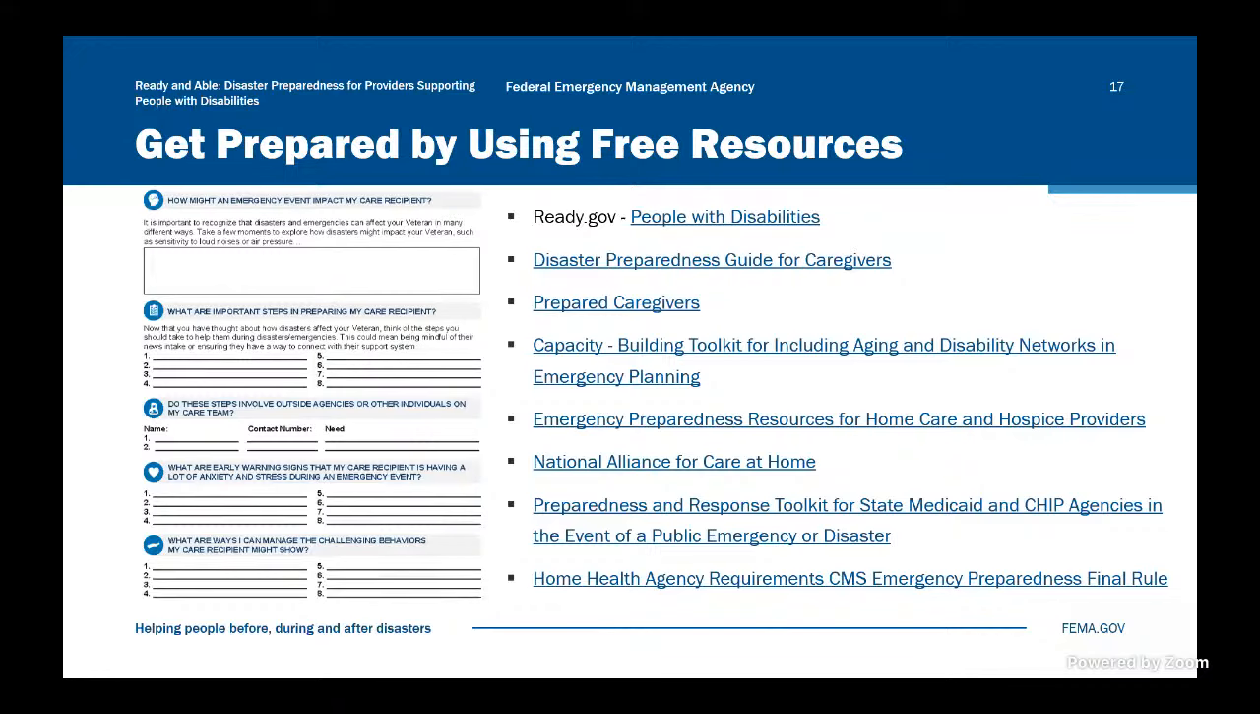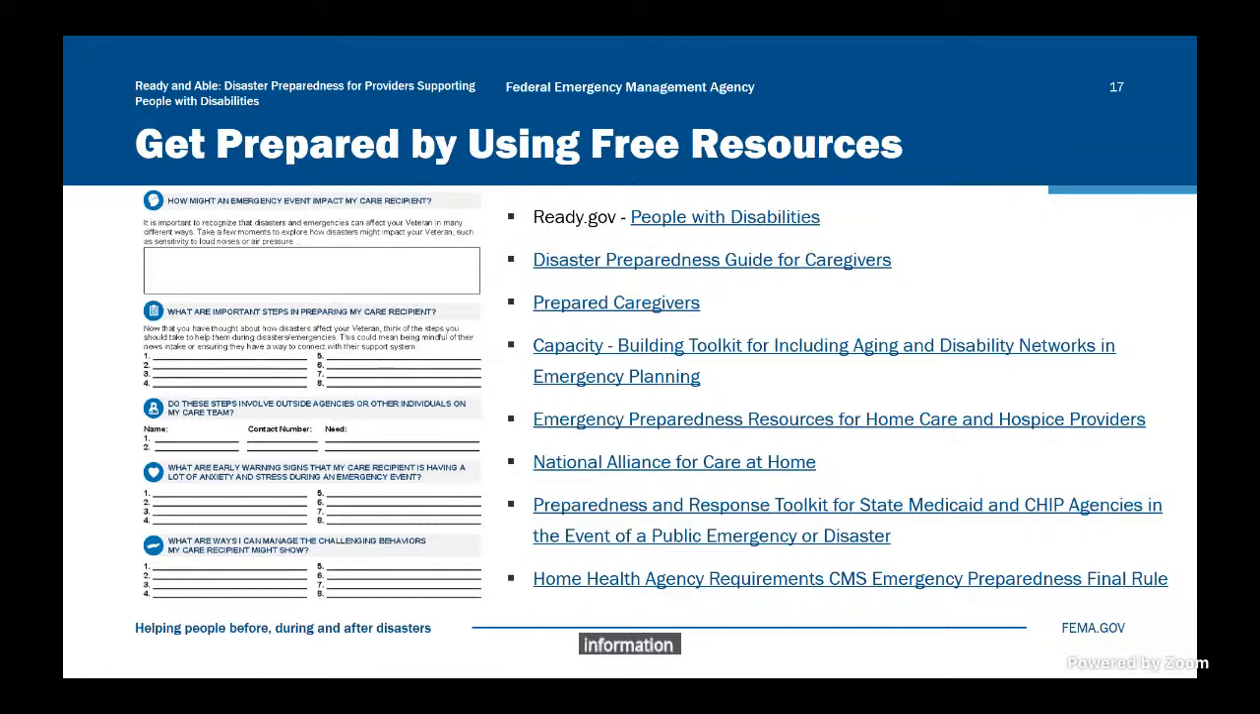But an example of one of the free resources is on the left. Here's a list that can get you started. Yes, I see a question about whether the links are clickable. They should be clickable. In my PowerPoint, they were clickable. I know that they transferred it to a PDF. So if it's not clickable, you can let me know. My contact information will be at the end of the slide.